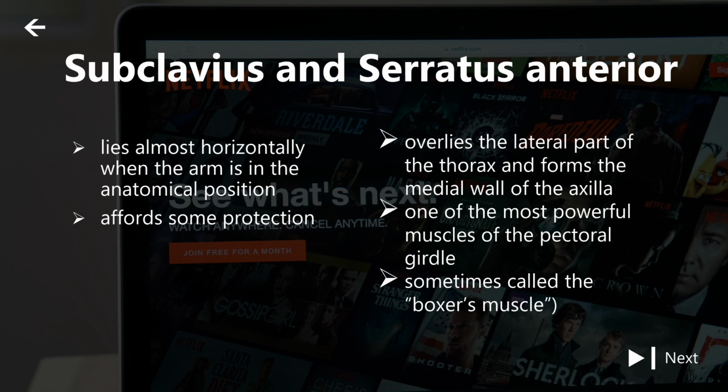It also helps resist the tendency for the clavicle to dislocate at the sternoclavicular joint, like for example when pulling hard during a tug of war. The subclavius helps resist the tendency to dislocate of the arms.